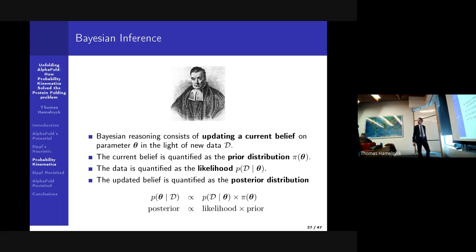So what is probability kinematics? I'll explain this to you, and then after that, we will see how probability kinematics explains Sippel and explains AlphaFold. So this here is classical Bayesian inference. What we're interested in is our posterior, which is the likelihood times the prior, and it assumes that we have some data that relates to our parameter.